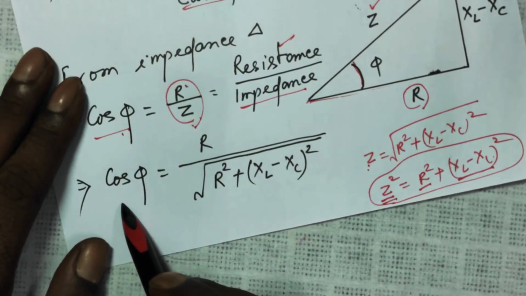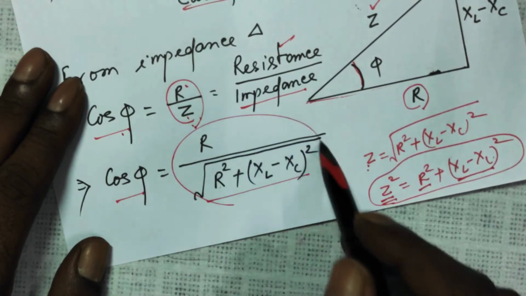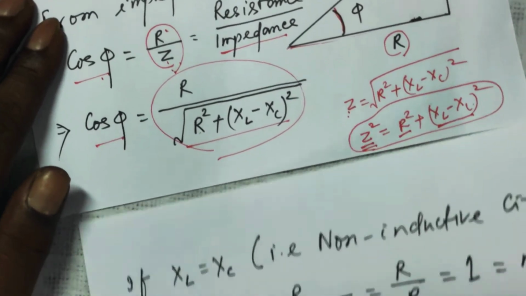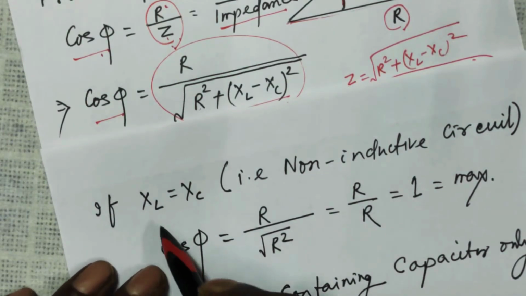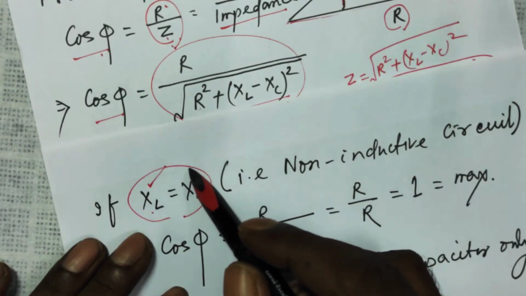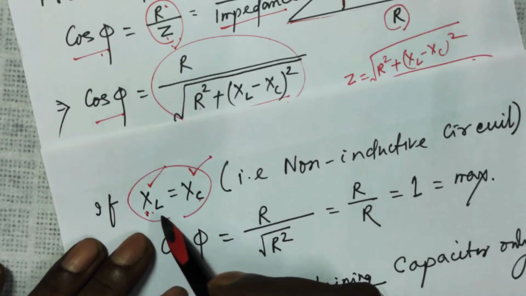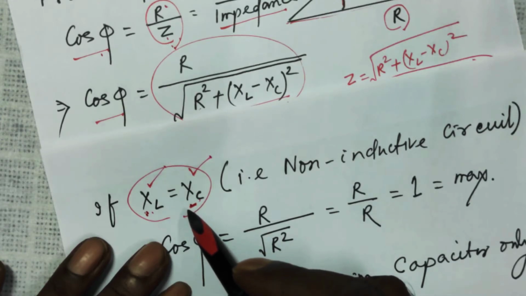So, from here, if you put cos phi, if you put the value of Z, this comes out to be this. Now the next part is interesting. Now look here. If XL is equal to XC, means the resistance offered by the inductor and the resistance offered by the capacitor. The name of this was inductive reactance, which is also resistance offered by the inductor. The name of this was capacitive reactance. That was also the resistance offered by the capacitor.